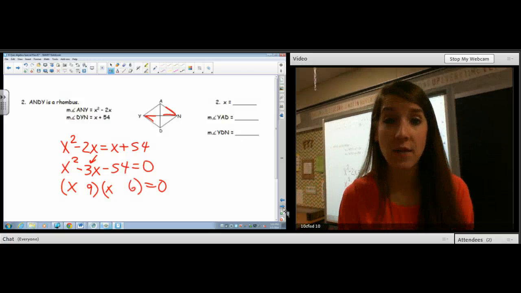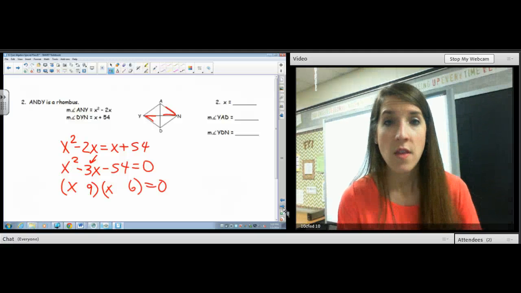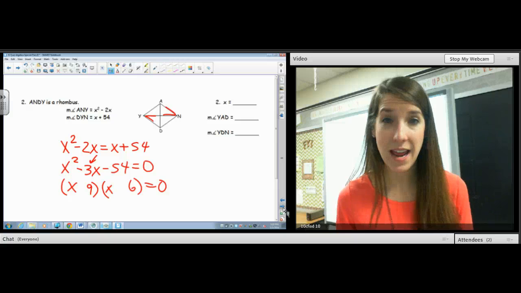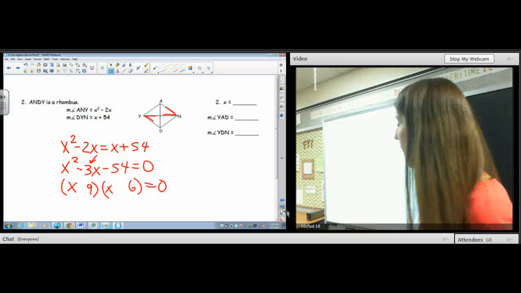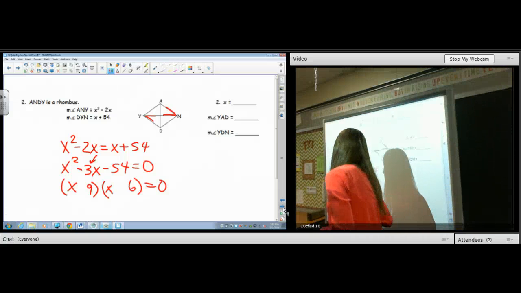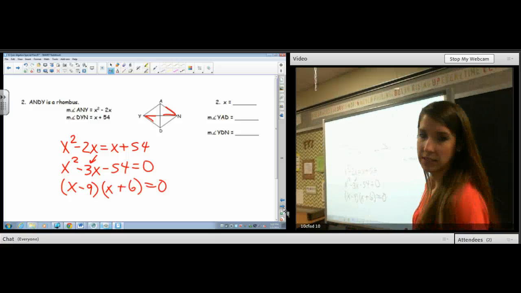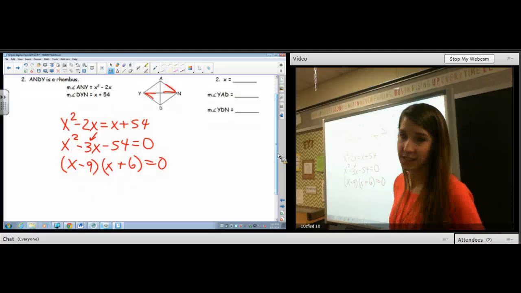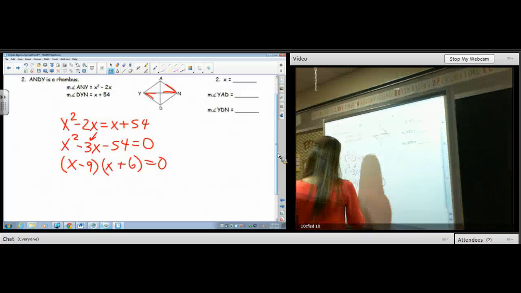Now we have to decide if they're positive or negative. That 3 in the middle, that's a negative 3. So I want my bigger number to be negative so it can kind of overpower my smaller number. So I want my bigger number to be negative, and then there's my plus 6. All right? We need to actually solve for x. That's not what x equals. We need to actually solve.